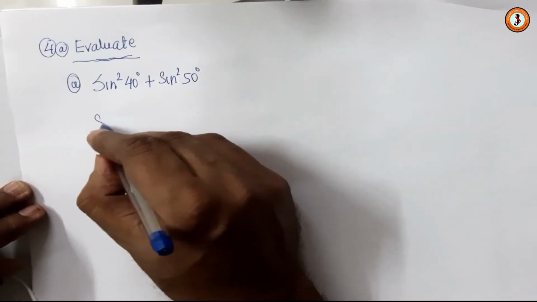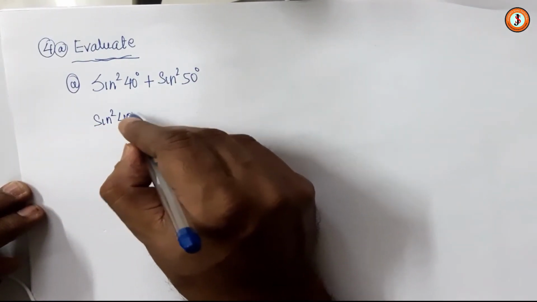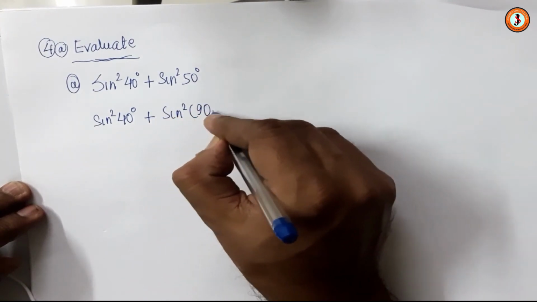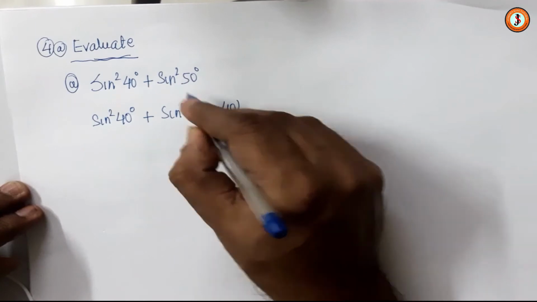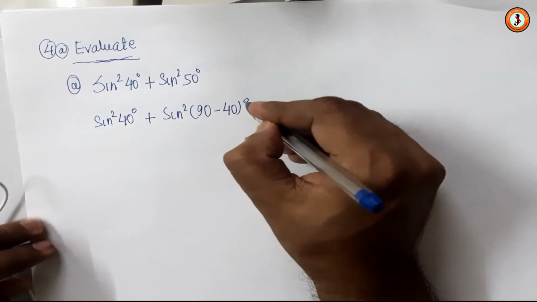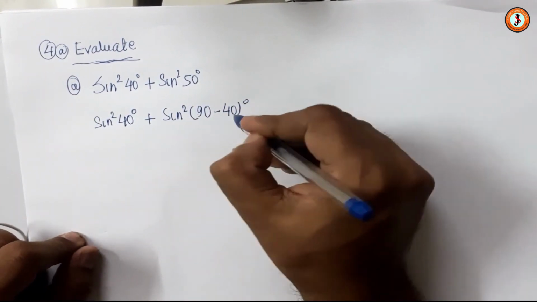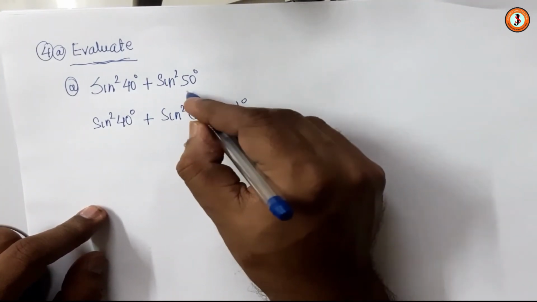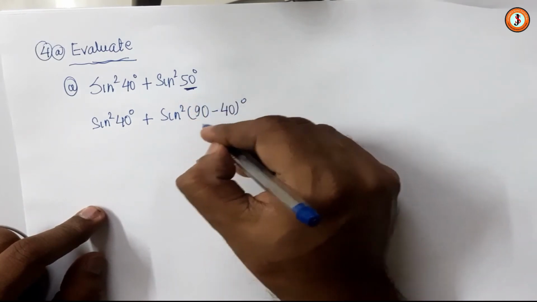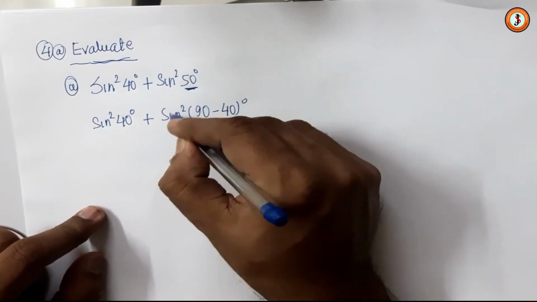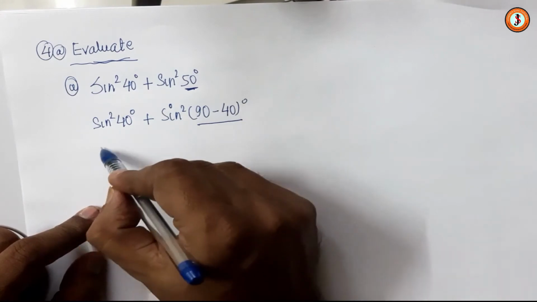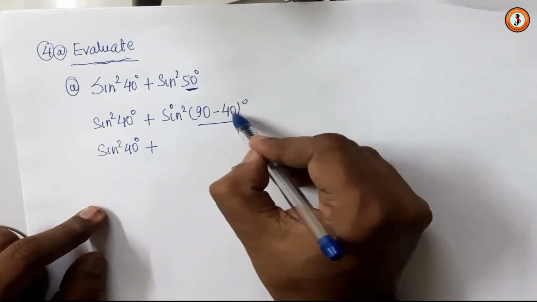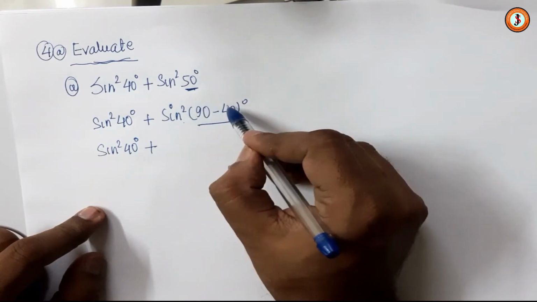So what happens? I write sin square 40 degree plus sin square, I can write this as 90 minus 40. 50 can be written as 90 minus 40. So first step again, same thing I have done, followed the same procedure. In the first step I have not changed the ratio, I have just changed the angle in terms of 90. Sin remains as it is. But now it comes to a formula. Sin square 40 plus sin 90 minus theta is cos theta. Sin square 90 minus theta is cos square theta.